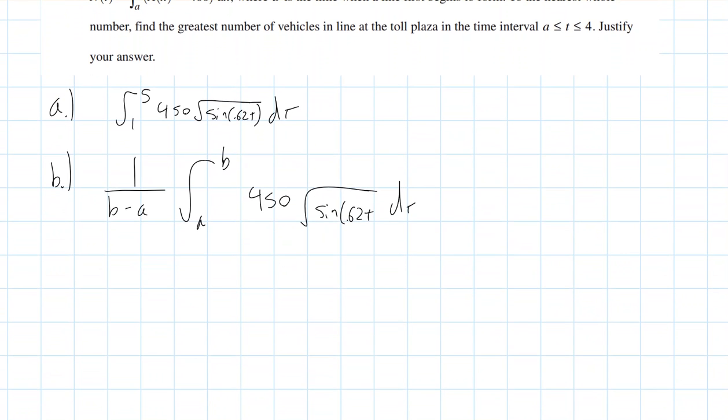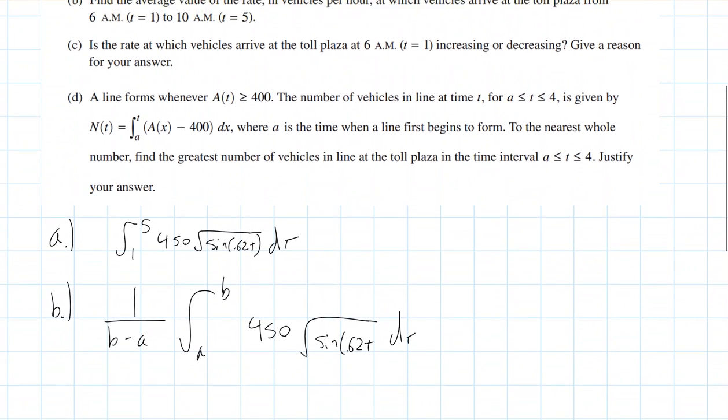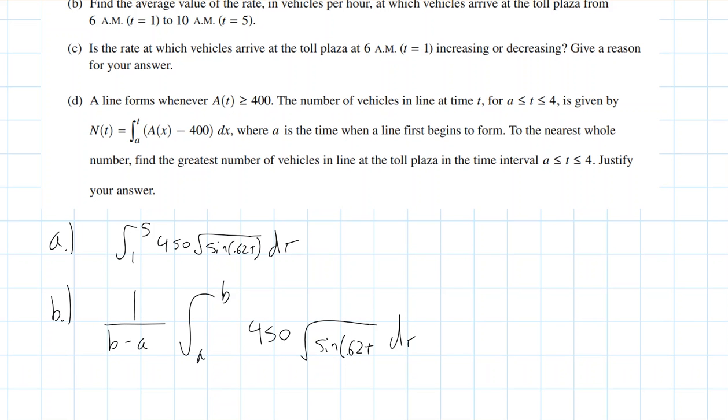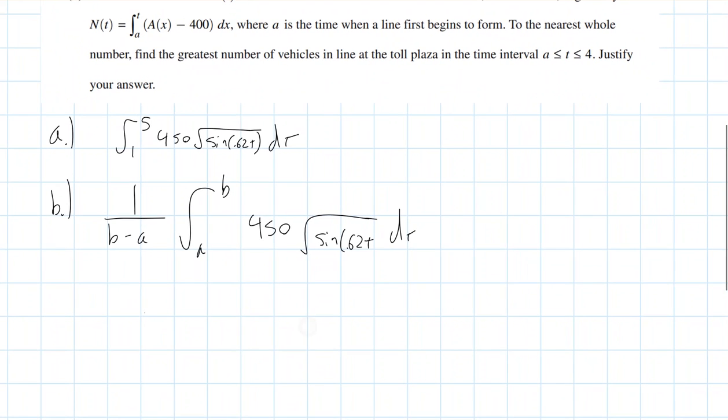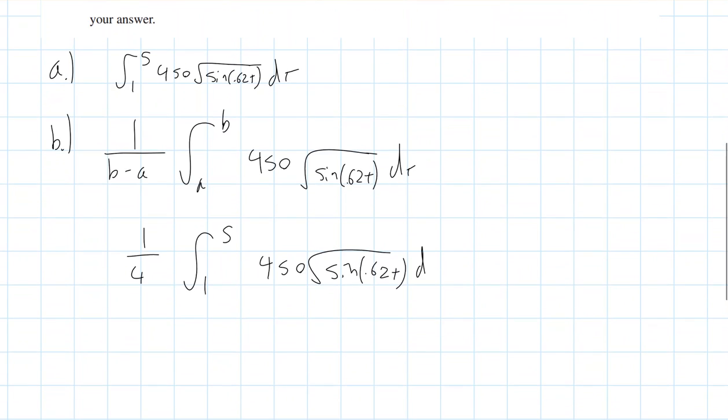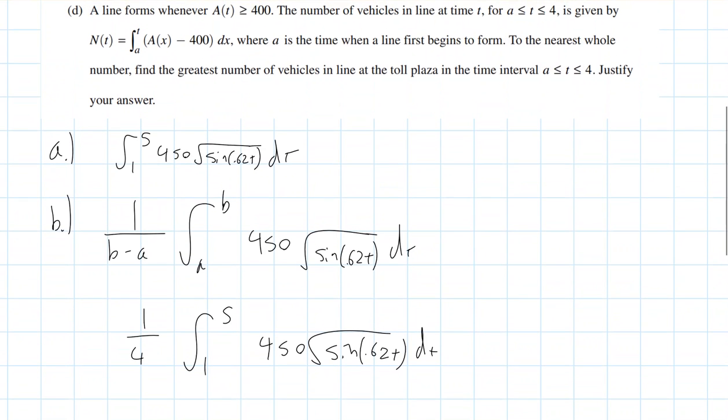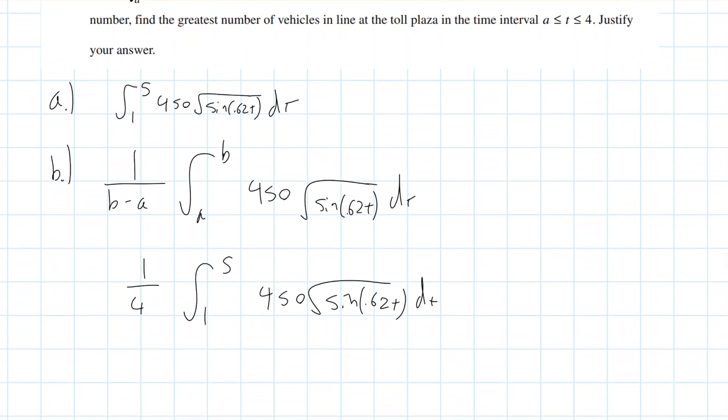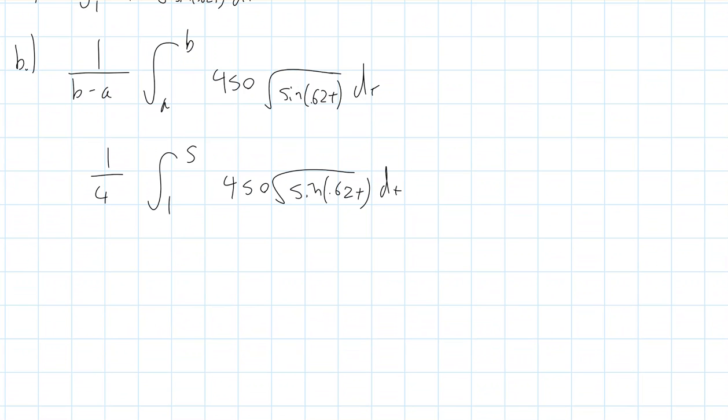Now we know our a and b values because, again, those are given. 6 a.m. or 1 is a, and 10 a.m. or 5 is b. So it's going to be 1 over 4 times the integral from 1 to 5 of 450 square root of sine 0.62t. Now this is a calculator problem, so I'll pull out my calculator and evaluate the expression. After plugging it in, I get a value of 375.5369.